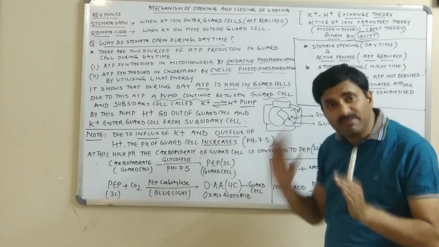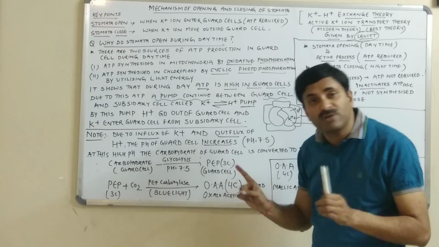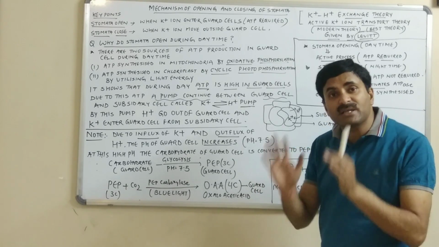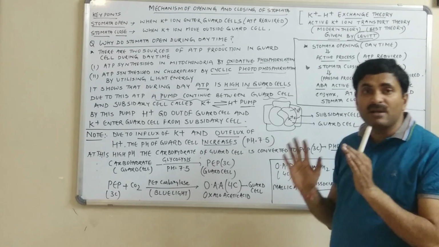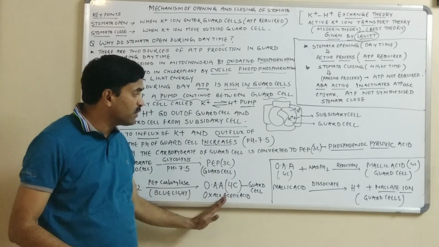But it must be very much clear that the PEP carboxylase enzyme is active only during blue light. That means it suggests that blue light is very important for stomatal opening, right? Now, what is formed in the guard cell? That is known as the oxaloacetic acid.